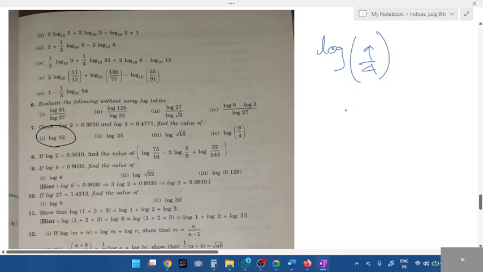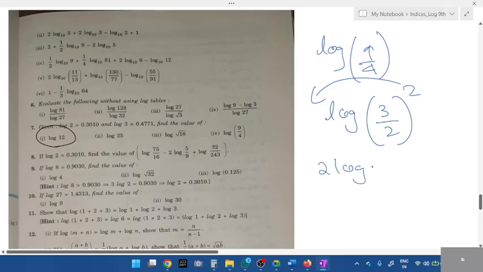How do you solve this question, students? All of you will respond, log 9 by 4. How do you write 9 by 4? 3 by 2 whole square. This 2 goes to the beginning of the log. It should be written in the beginning. Log 3 by 2. For division, what should I write? Plus or minus? Minus 2 into log 2. Not just 2. Can you see the difference?